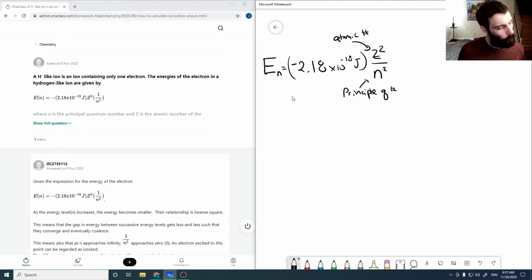So the question is looking for the ionization energy for helium plus. So helium should have 2 electrons. Helium plus only has 1 electron. So helium would be a 2s2. No, it wouldn't. Helium would be a 1s2. But because it's helium plus, then it's just 1s1, which is the same as hydrogen. So it's a hydrogen-like ion, meaning its energy levels are given by this expression.